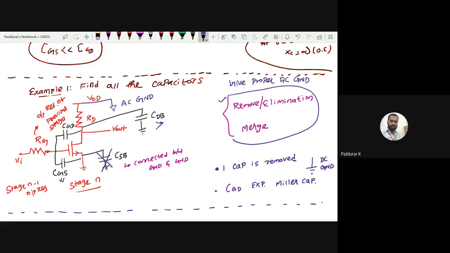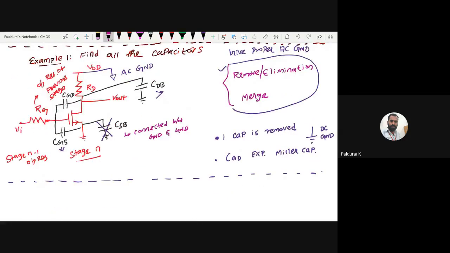Take this example. Simply I have taken one common source. In that I have found how many capacitors there are. Why? To develop or to find the frequency response. That we will do later. We will go step by step. Now I want to go with example 2. This time I want to slightly increase the complexity.